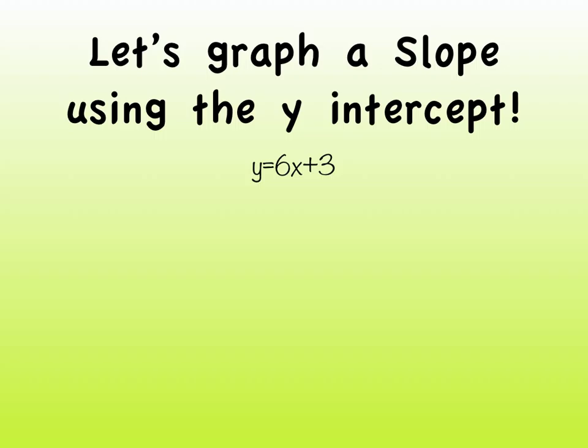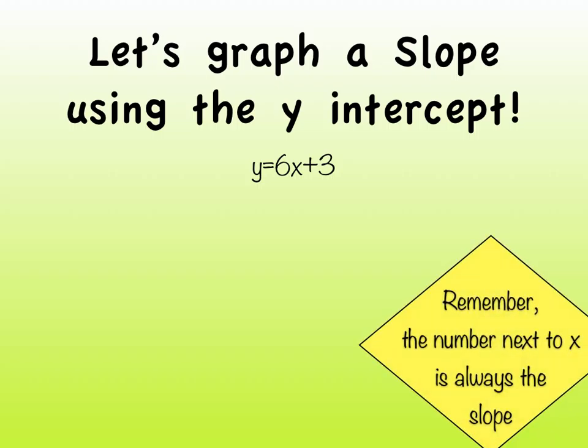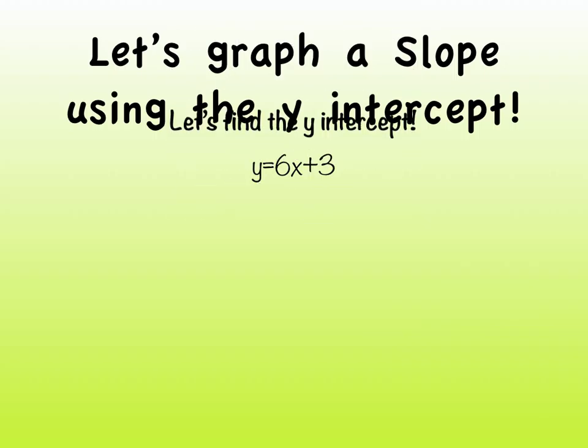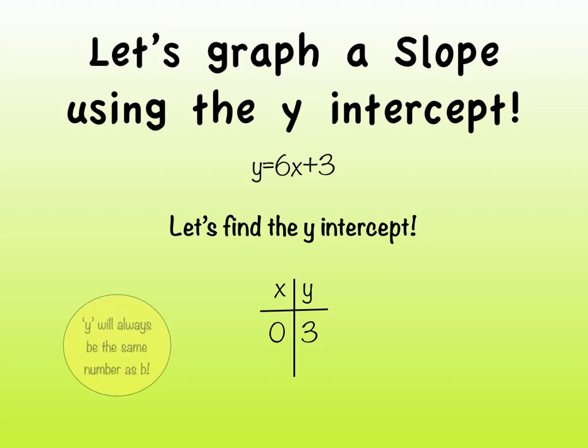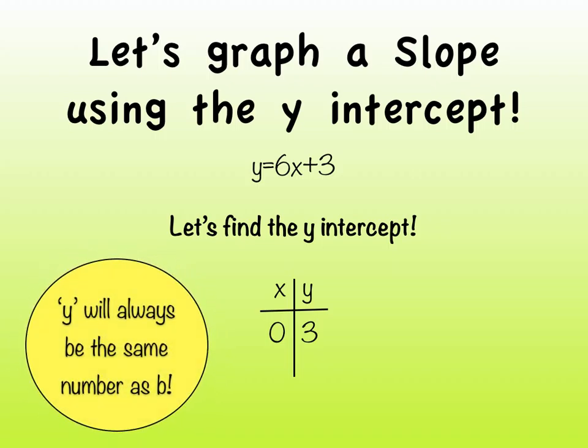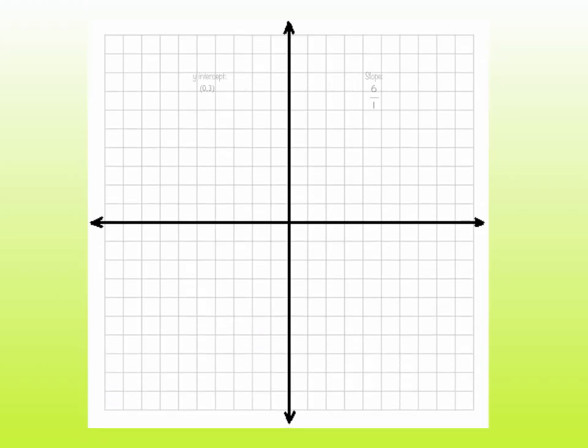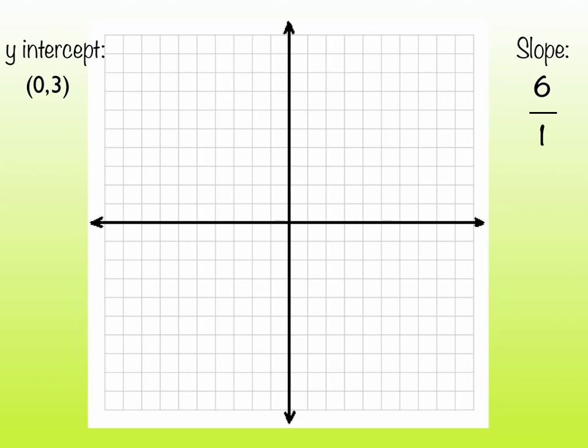Let's graph the slope using the y-intercept. Let's suppose this is our equation. Remember, the number next to x is always the slope. In this case it would be 6. Let's find the y-intercept. 0 and 3. Y will always be the same number as b. Now let's graph it. We have the y-intercept and our slope. Let's start graphing the y-intercept, that's here. Now let's apply the slope, that's 6 up and 1 to the right, and we mark another point. Now we draw a line and we have our slope ready.